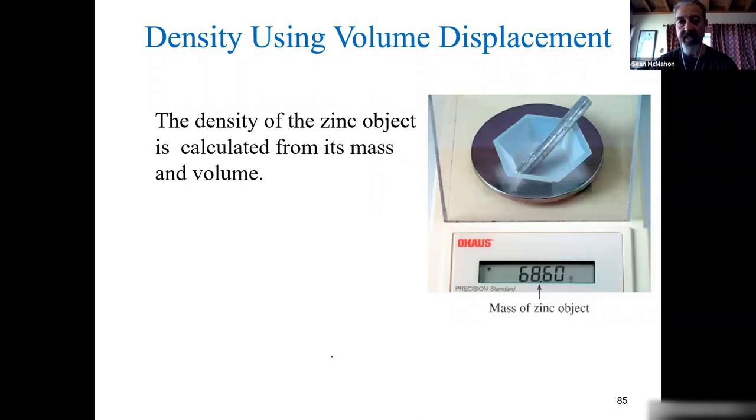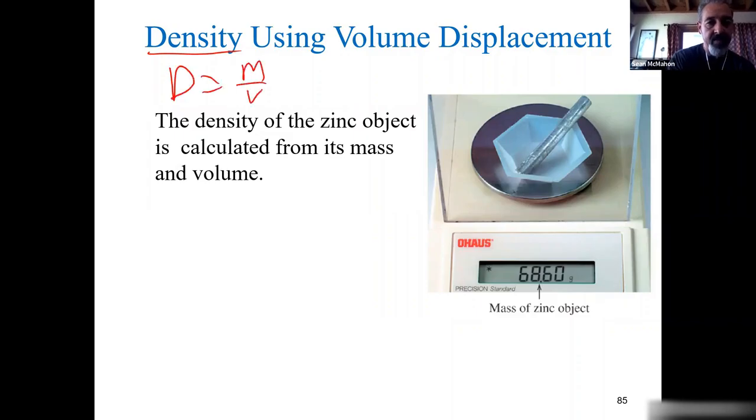So how do I get the density by this displacement? Well, remember, density is d = m/v. I have the volume, now I need what? To mass the cylinder, right? You've got to make sure it's dry. I would mass it first and then insert it in the water. If you did it the other way, you've got to make sure this is dry.